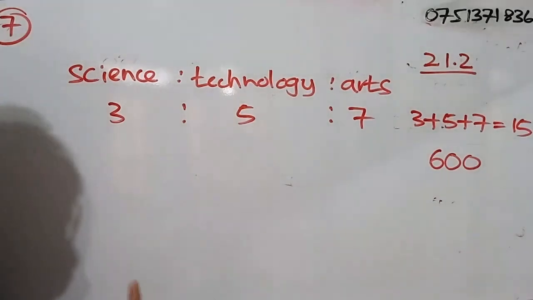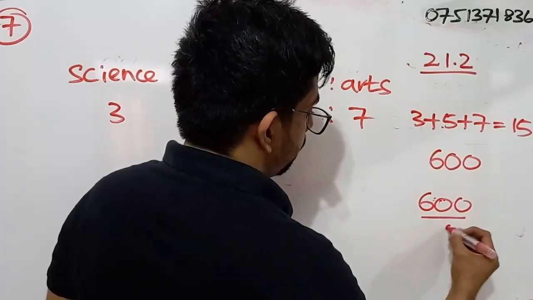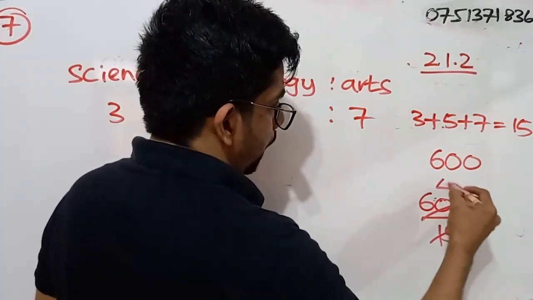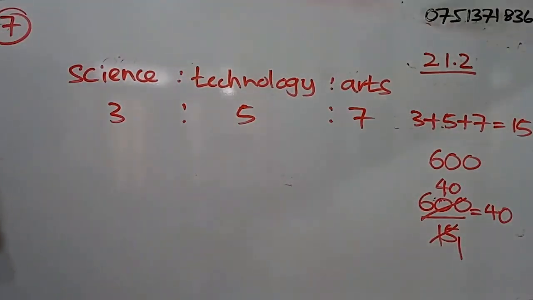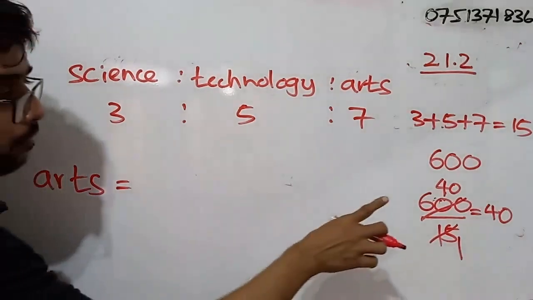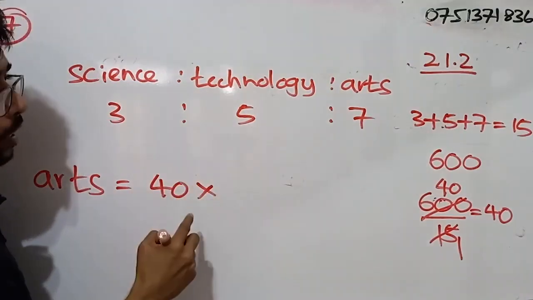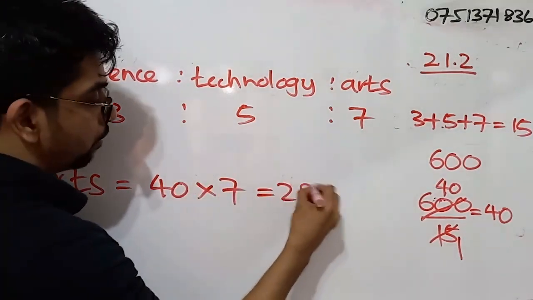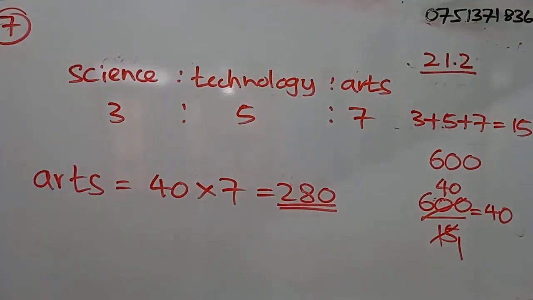So here we have to calculate the value of one part. Take 600 and divide it by 15. 15 times 1, 15 times 40. So the value of one part is 40. So what is the number of students enrolled in arts? We have calculated the value of one part, so it is 40. What is the number of parts related to arts? 7. So 40 into 7, we get 280. So 280 students are enrolled in the art stream.